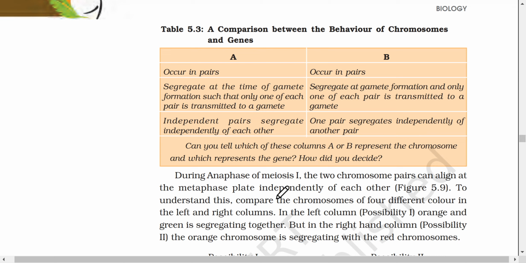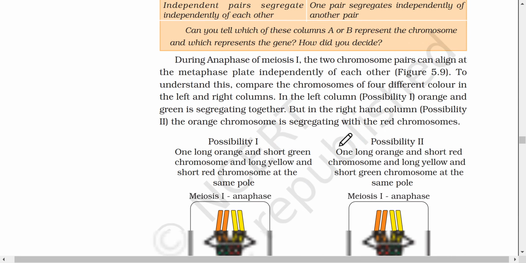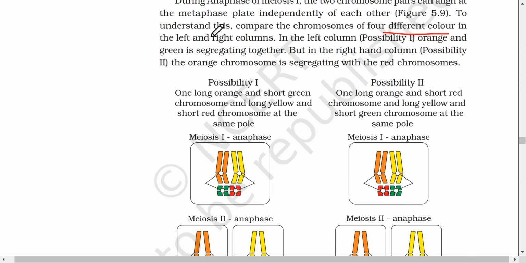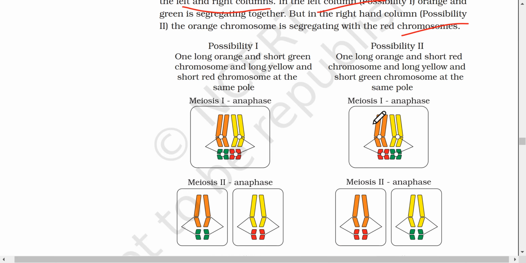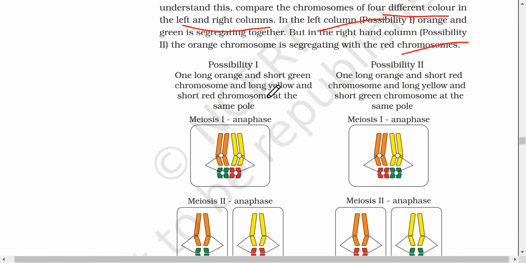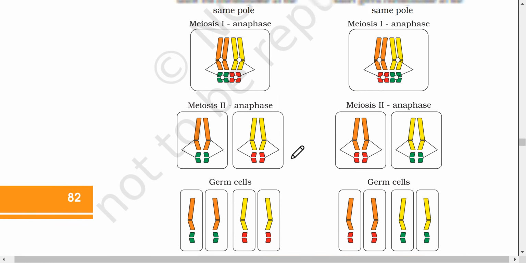Okay. During anaphase of meiosis 1, the two chromosome pairs can align at the metaphase plate independently of each other. To understand this, compare the chromosomes of four different colors in the left and right columns. In the left column, possibility 1, orange and green are segregating together, but in the right-hand column, the orange chromosome is segregating with the red chromosomes. Now here they have given two possibilities: one long orange and short green, one long orange and short red, chromosome yellow. What is happening? This is basically all of your cell cycle and cell division. Okay, meiosis 1 has been taken and anaphase has been taken.